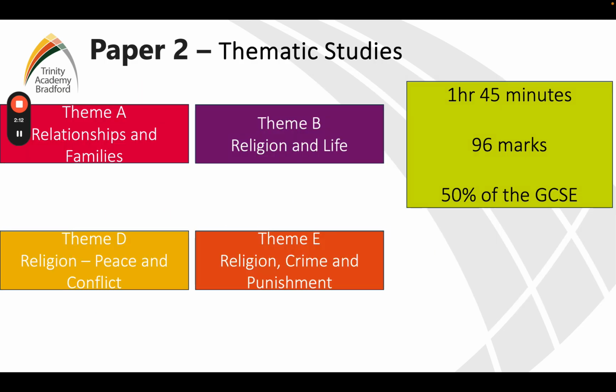Paper 2 then consists of something called the thematic studies, so we look at 4 different ideas relating to religion. So we've got relationships and families is theme A, religion and life is theme B, religion, peace and conflict is theme D, and then theme E is religion, crime and punishment. Again, this is a 1 hour 45-minute exam that's got 96 marks and it's worth 50% of the GCSE. I'm just going to very quickly run through each of these so you get an idea of what you would be studying in paper 2.